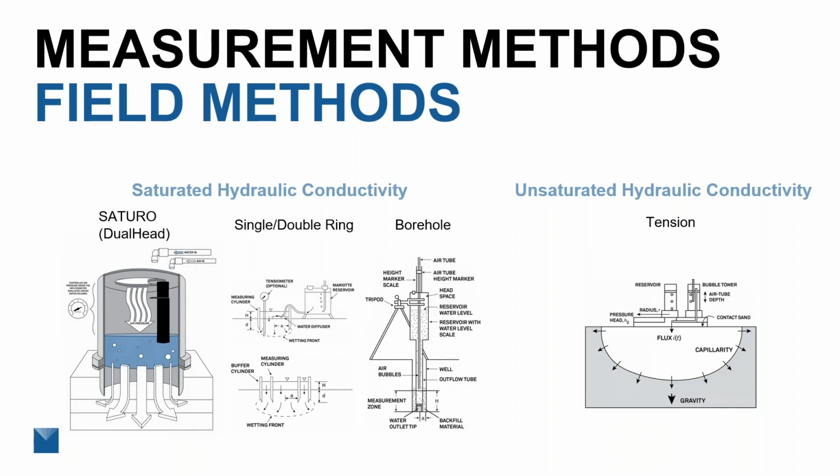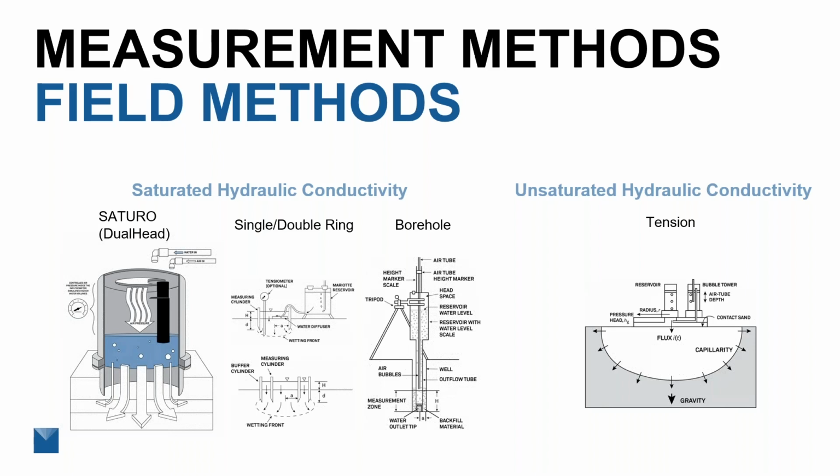Now, another approach for saturated hydraulic conductivity in the field is a borehole measurement method. And so typically what that involves is augering a borehole in the soil down to your desired depth that you want to measure at, and then using a Marriott bubbler, as you see in this image here, to control a constant head within that borehole and measure the infiltration rate into the borehole. And again, we're looking for that steady state value.